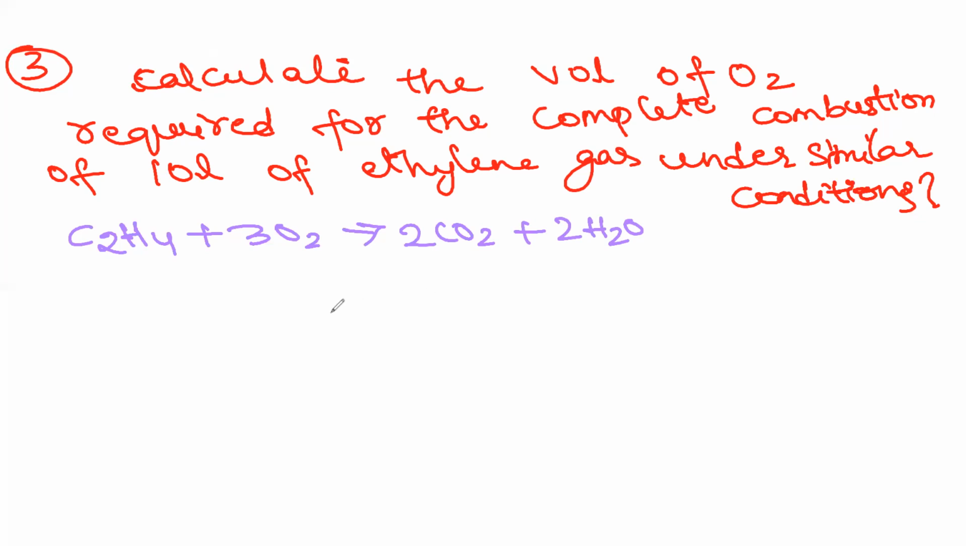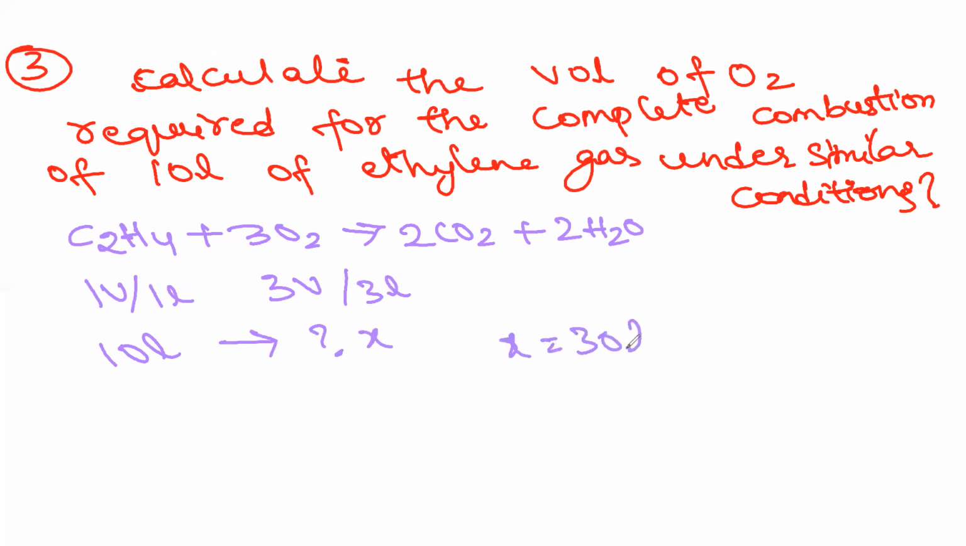So 1 mole of ethylene, so 1 volume, combines with 3 volumes of oxygen gas. So 10 liters gives how many liters? It is equal to 30 liters. 30 liters of oxygen gas is required for the complete combustion of 10 liters of ethylene gas under similar conditions. So in this way we have to do the weight relationship, weight-volume, and volume relationship.